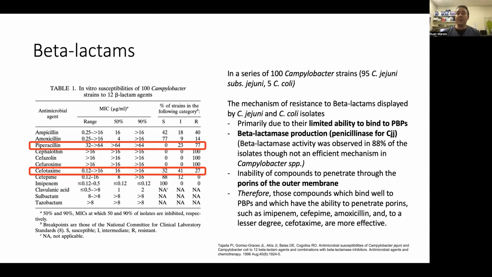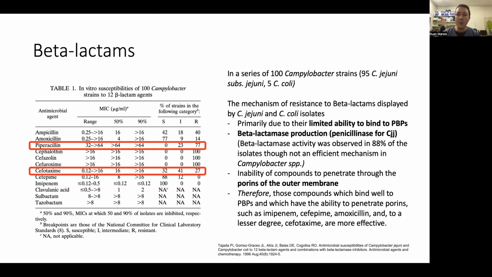In previous studies, it was shown it's predominantly due to penicillin binding proteins, but also due to porins which allow certain antibiotics to enter, but not others. For example, piperacillin has a large side chain which somewhat prevents its effective entry into the bacteria. And due to this, it's primarily why imipenem, cefepime, and amoxicillin are the preferred beta-lactams when treating Campylobacter.